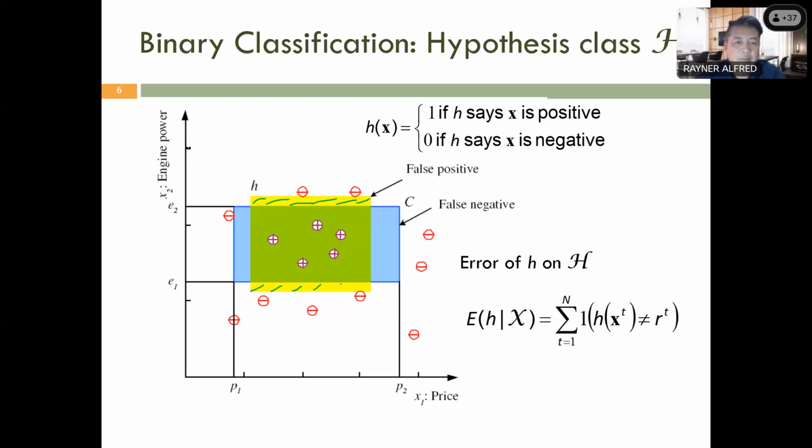So this is a false positive. This is a false negative. Okay. So we will use these terms later on when we want to evaluate the model, after we perform the data modeling. We want to evaluate how accurate the model is. So we will use false positive and false negative to quantify the quality of the model that we have.